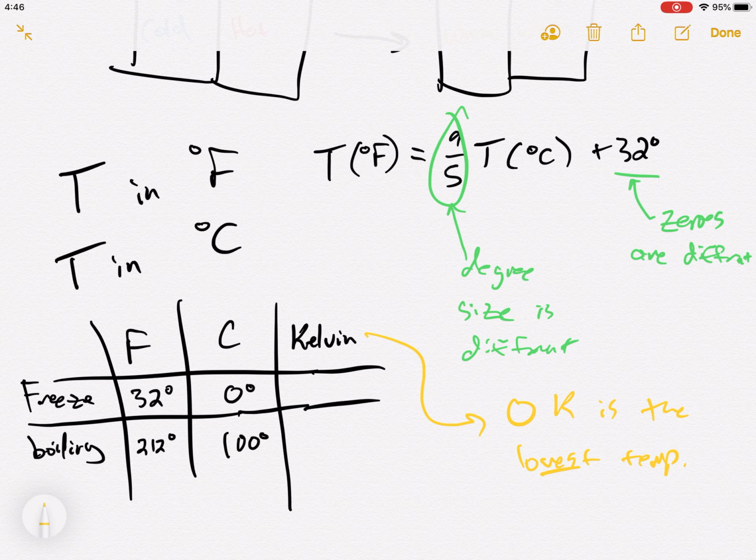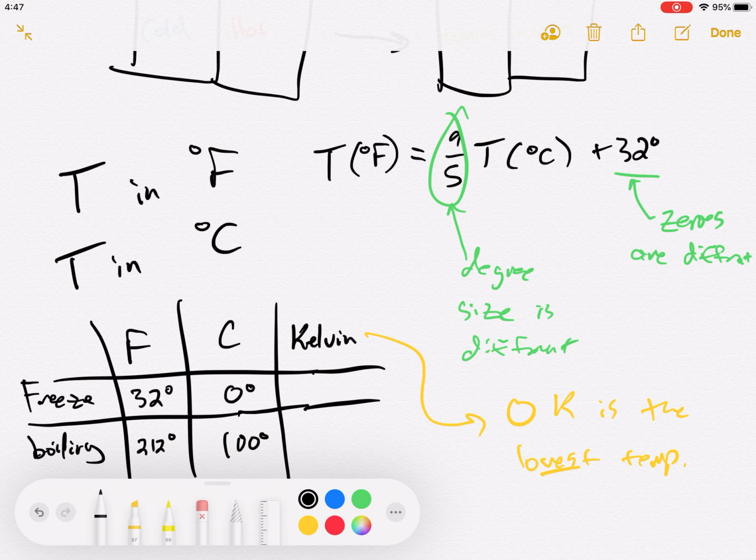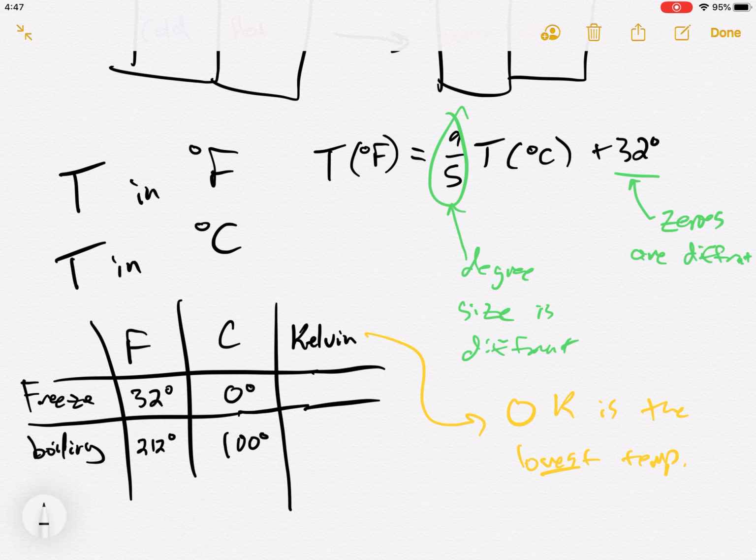But when something is at 0 Kelvin, it is literally not moving at all. Meaning 0 Kelvin is really hard to get to. All right, and the offset between Kelvin and Celsius is a simple subtraction or addition, depending on how you define it.